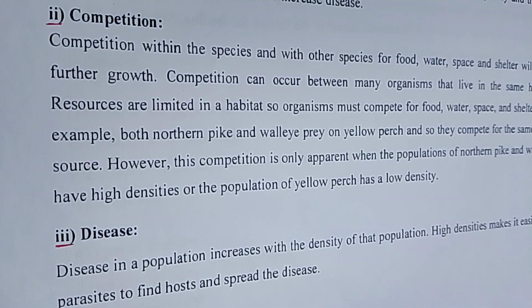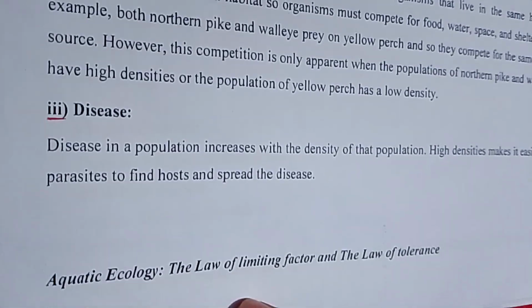Resources are limited in a habitat, so organisms must compete for food, water, space, and shelter. For example, both northern pike and walleye prey on yellow perch, so they compete for the same food source. However, this competition is only apparent when the population of northern pike and walleye has a high density and the population of yellow perch has a low density.